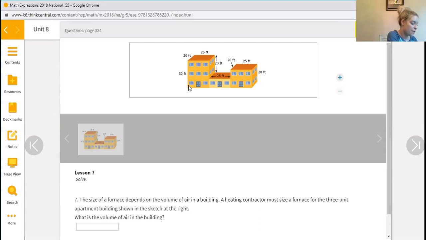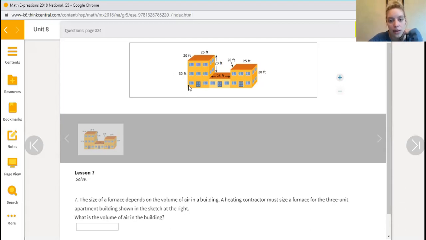So volume 1 is going to equal 25 feet times 20 feet times 30 feet. Now let's move on to volume 2.